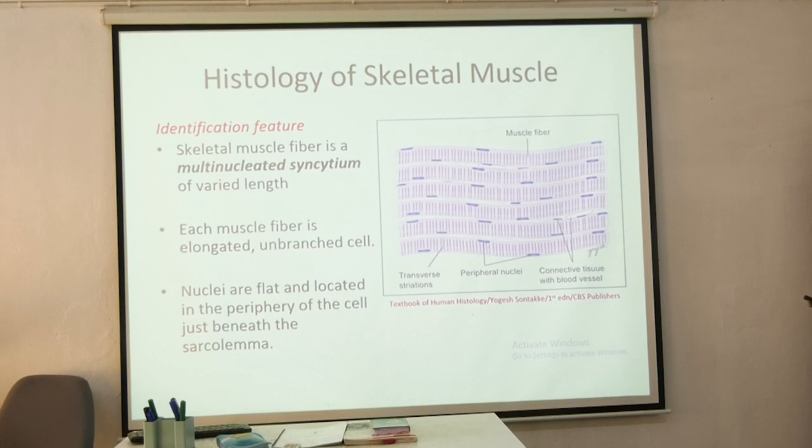Now, identification features of skeletal muscles. Skeletal muscle fiber is a multinucleated syncytium of varied length. These are the muscle fibers, and this is the connective tissue in between, with peripheral nuclei, and these are transverse striations. Now, nuclei are flat and located in the periphery of the cell, just beneath the sarcolemma.